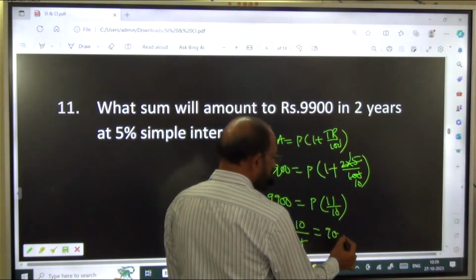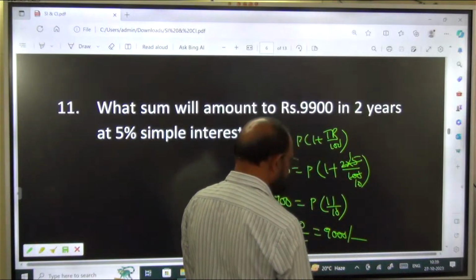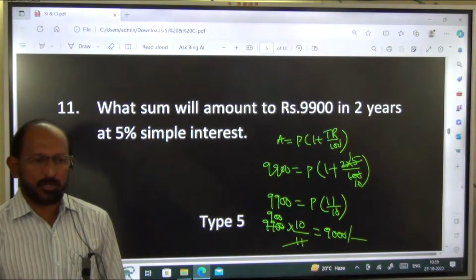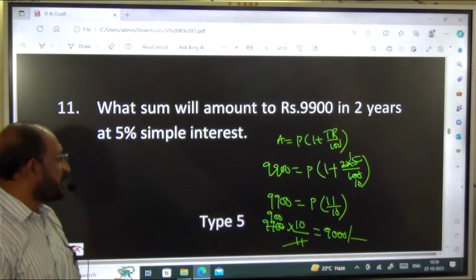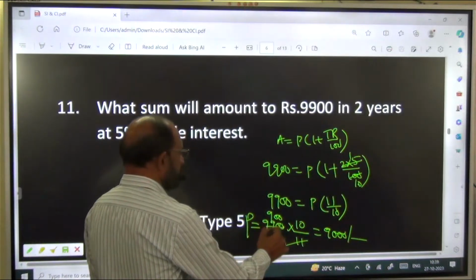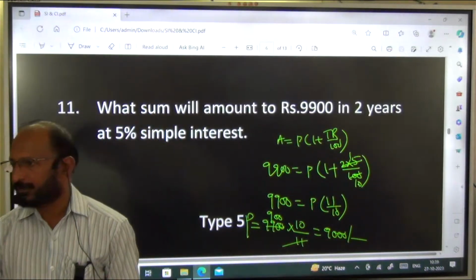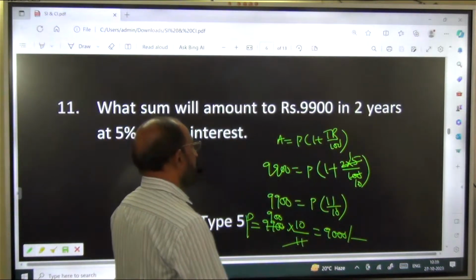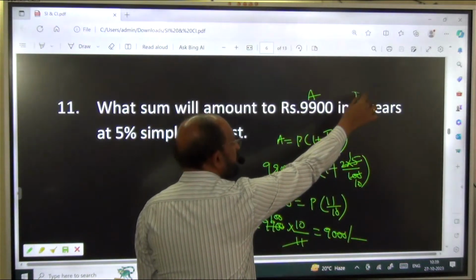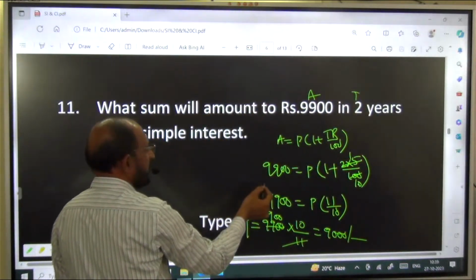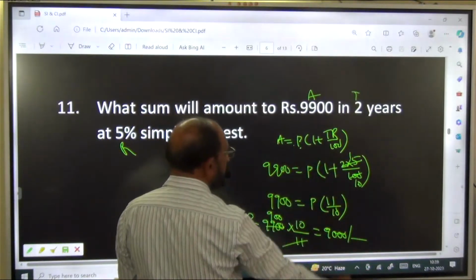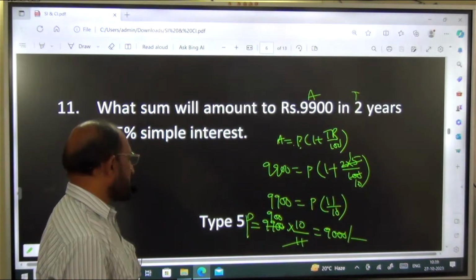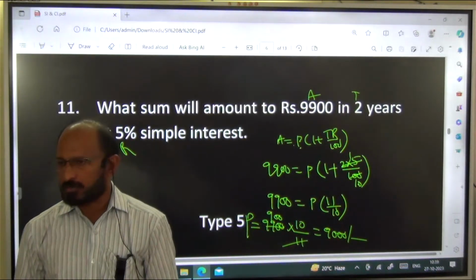So 9,000 rupees. The principal is equal to 9,000, we will get. The formula: amount is given, the time is given, rate is given, and P we have to find out. So amount is equal to principal into 1 plus TR by 100. Substituting, we get that P is equal to 9,000.